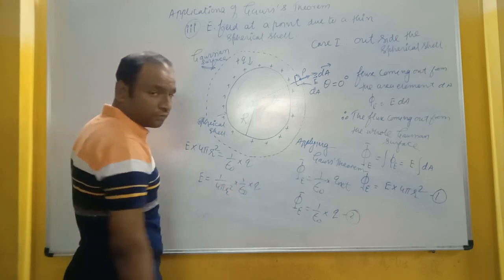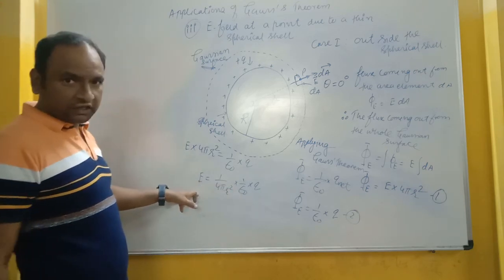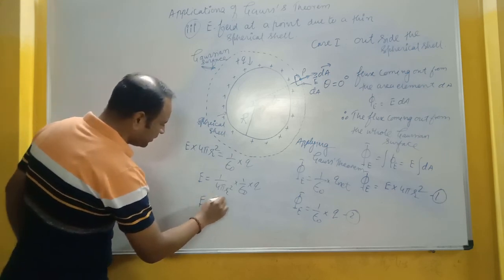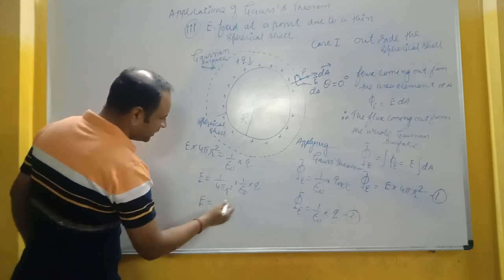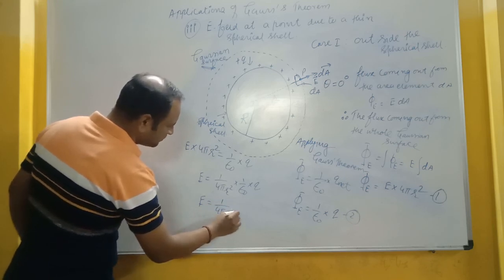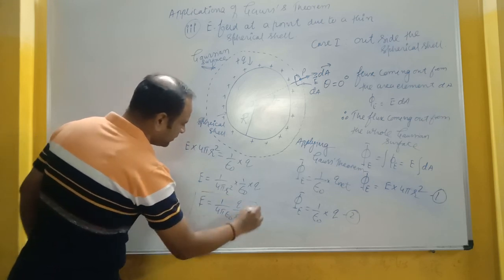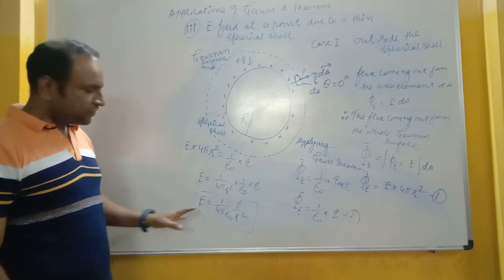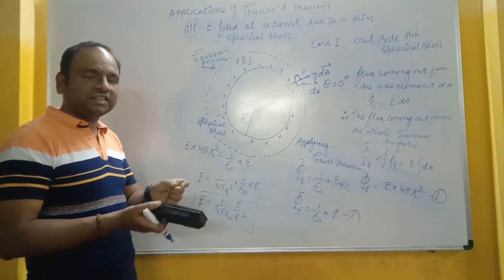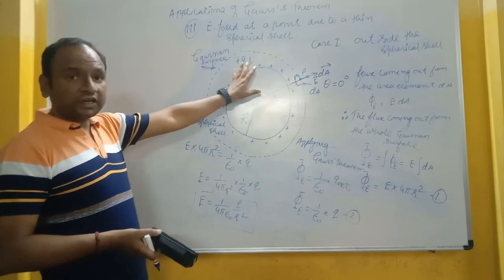If I rearrange it, please look at this expression very carefully. So E would be equal to, if I change the positions, 1 by 4 pi epsilon 0 times Q divided by R square. We have seen this expression when we discussed the electric field intensity at a point due to a point charge. It is not a point charge, but the expression is coming out to be the same.